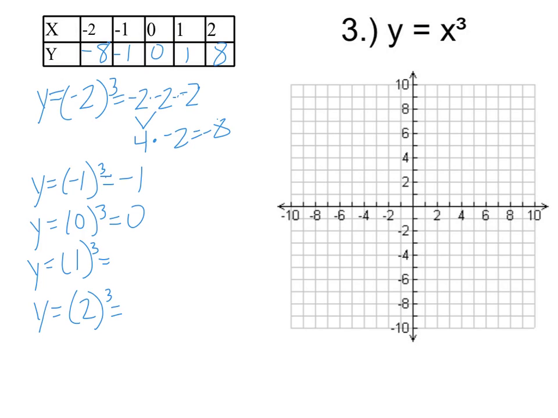And I have the big graph paper on this one as well because I knew I needed it. So I'm going to plot my points. The first one is negative 2, negative 8. So I go left 2, down 8, and put a point. The next one is negative 1, negative 1. So I go left 1, down 1. Next one is 0, 0. So it's right on the origin, right where the x and y axis meet. The next one is 1, 1, up 1, over 1. And the last one is 2, 8. So right 2, up 8.